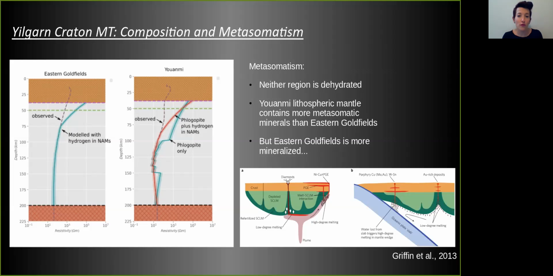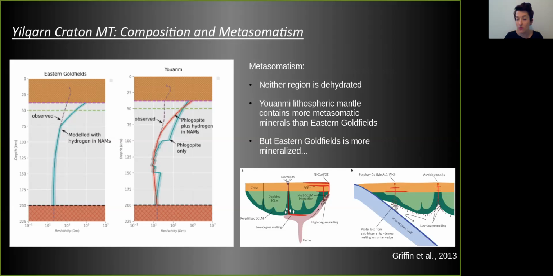So what can we take from this? Firstly, in terms of thinking about the metasomatism, neither region is totally dry and depleted and dehydrated as many people might expect from an Archean craton. And this is something we see time and time again from looking at Archean cratons with MT, that very often they contain more hydrogen and more metasomatic minerals than we might expect. But here we also see that the Yuanmi lithospheric mantle contains more metasomatic minerals than the Eastern Goldfields lithospheric mantle. And this might be a surprise because the Eastern Goldfields is more mineralised.